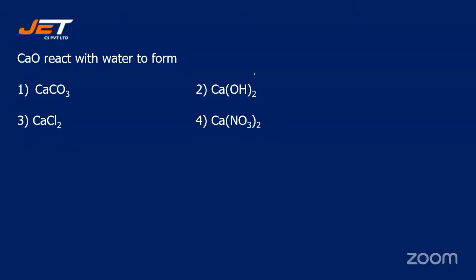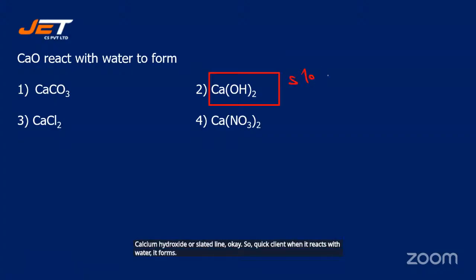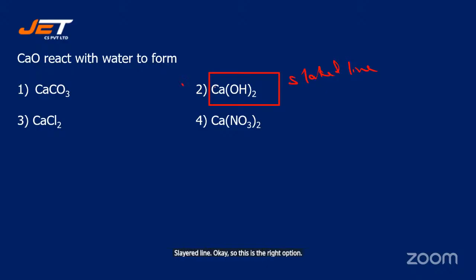Pranita is mentioning it as option 1. Saumika mentioned option 2. Harshavardhan has mentioned option 1. So let us see which is the right option. Calcium hydroxide, or quicklime, or slaked lime. Okay. So quicklime, when it reacts with water, it forms slaked lime. So this is the right option.